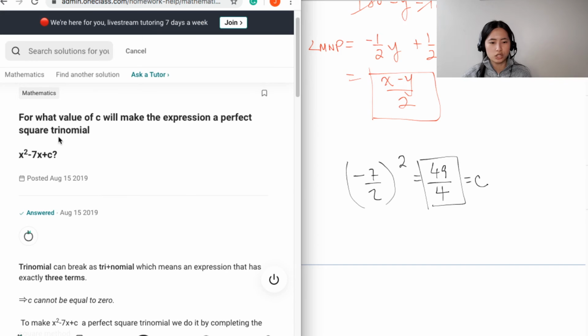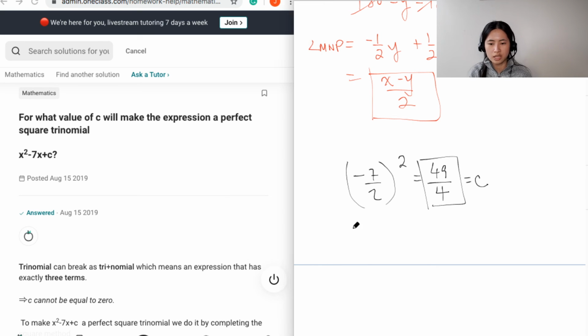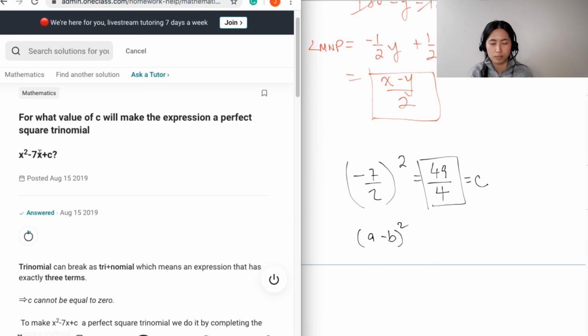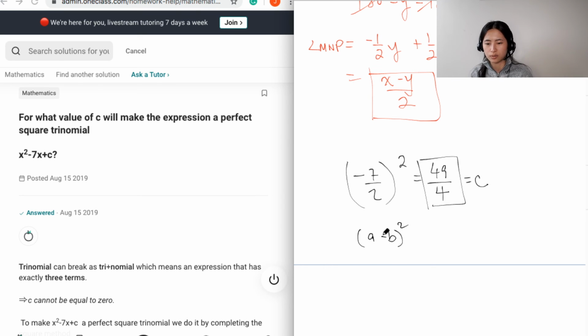And just so you know, if you're interested to know what a perfect square trinomial is, let's say you have x squared minus 7x plus c. You can express this in the form of a minus b, squared. So when you turn this into a trinomial, ax squared minus bx in this case, plus c, that's your trinomial. And it's a perfect square because it's multiplied by itself. Sorry, not twice, but it's a minus b times a minus b. So that's why it's a perfect square.